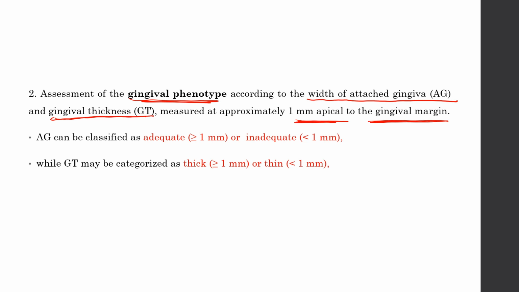Now, attached gingiva can be classified as adequate if it is greater than 1 mm or inadequate if it is less than 1 mm. And gingival thickness is categorized as thick if it is greater than 1 mm or thin if it is less than 1 mm. So likewise the gingival phenotype is established on the basis of width of attached gingiva and the gingival thickness.